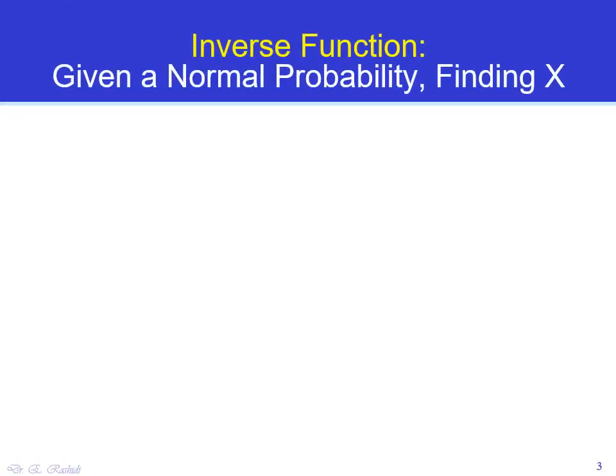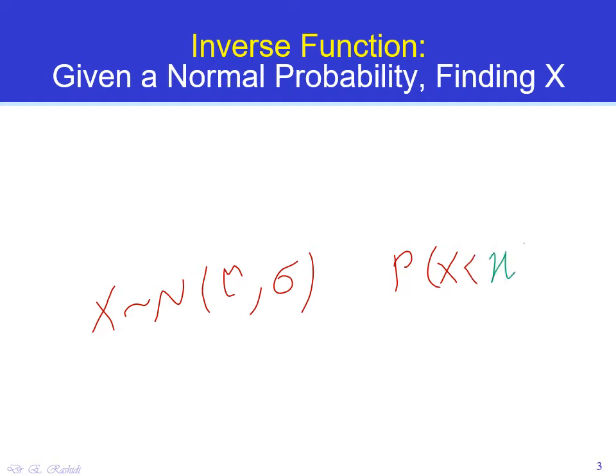The inverse function, given a normal probability, finding x. We want to go through the steps of finding x given the probability. We have a normal probability: x follows a normal distribution with an average of mu and a standard deviation of sigma. What we want to find is x such that its probability is equal to the given probability, say alpha. So assume that we know the probability, which is alpha. We want to find x here.